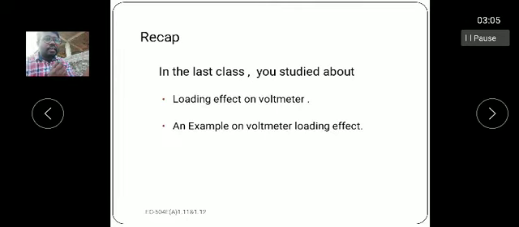In the previous class we already studied the loading effect on the voltmeter. Based on that, we take a high input resistance, and only then can we nullify the loading effect in voltmeters. We also used an example with different impedances or resistors to observe the loading effect in voltmeter circuits.